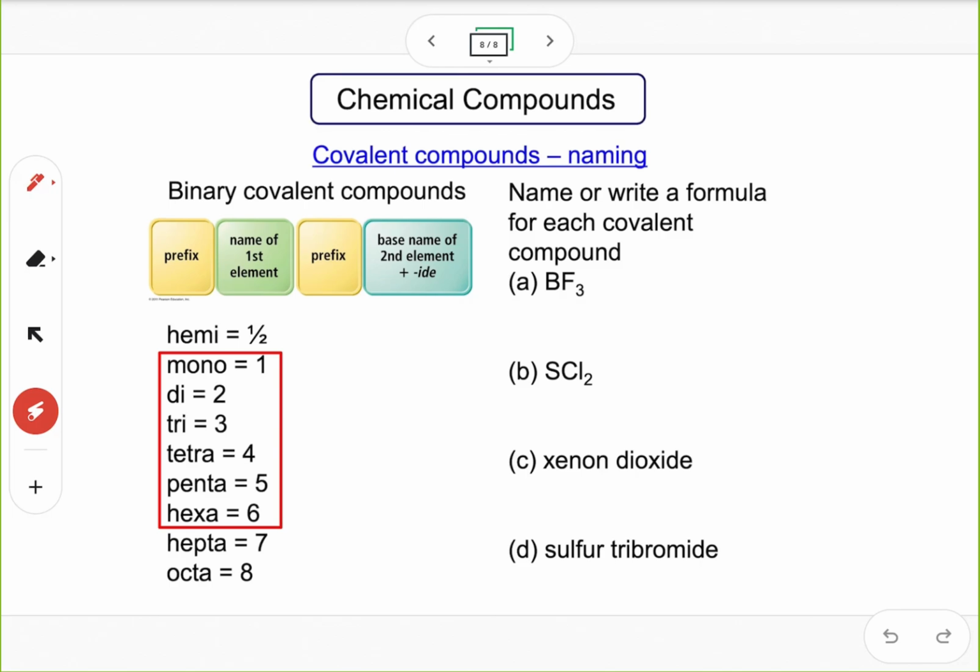Okay, let's see. This is the naming rule for binary covalent compounds. In other words, you would have just two elements, two nonmetal elements in this kind of compound. First, the prefix and name of the first element, and then the prefix for the second element plus IDE. We've already seen the prefixes on the previous slide. Okay, let's see some examples.